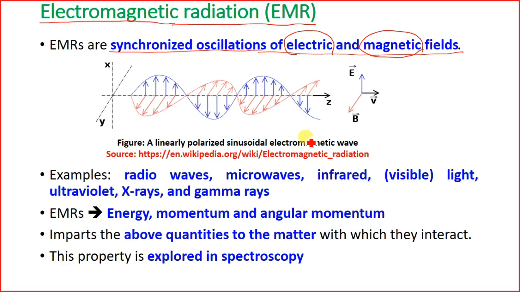Okay, so due to this reason, the electromagnetic radiations are also regarded as transverse waves. Now, what happens in transverse waves? Can anyone tell me what happens in transverse waves?